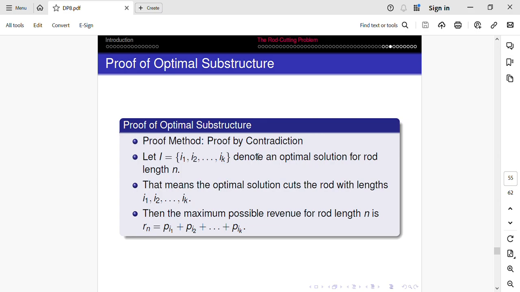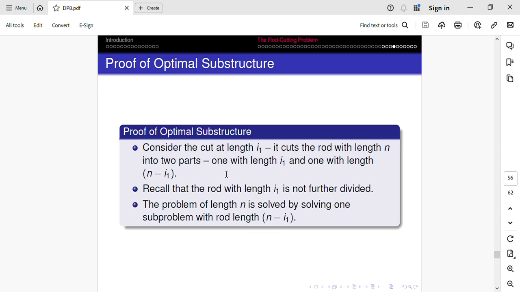That means we start with the opposite of whatever we want to prove. Let I = I1 up to Ik denote an optimal solution for rod length n. That means the optimal solution cuts the rod with lengths I1, I2 up to Ik. Then the maximum possible revenue for rod length n is Rn = Pi1 + Pi2 + up to Pik, because Rn denotes the maximum possible revenue for rod length n. So that is the optimal solution.